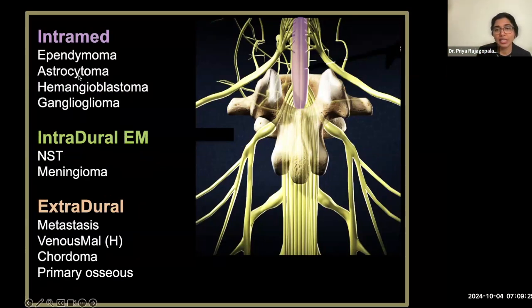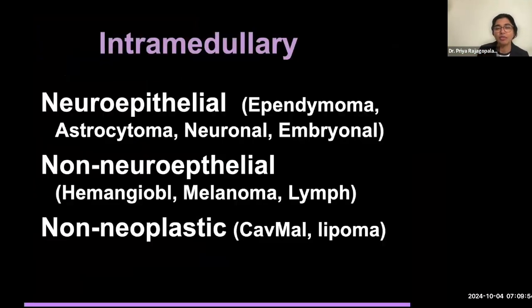The intramedullary examples are going to be ependymomas, astrocytomas, hemangioblastomas, and gangliogliomas. Intradural, extramedullary, the most commonly seen ones are going to be nerve sheath tumors and meningiomas. Extradural, again, Mets is going to be by far the most common that we encounter. And then we've got the osseous venous malformation, previously known as hemangiomas, a misnomer, and then chordomas and all the other primary osseous tumors that we won't have time to cover in depth.